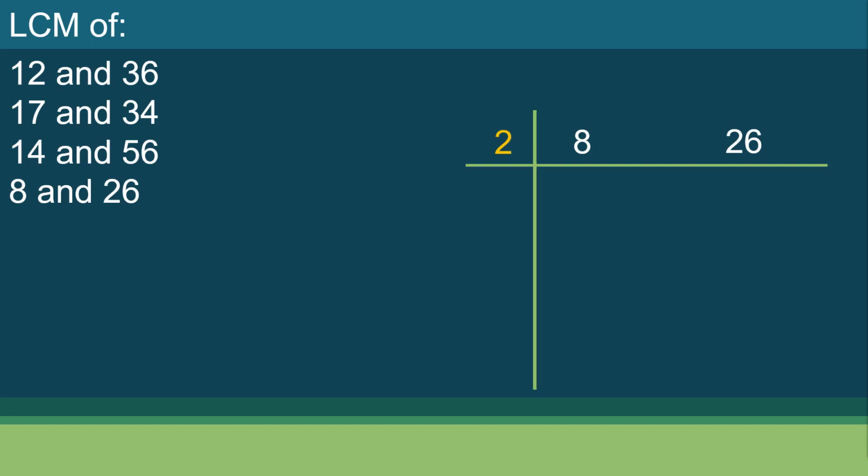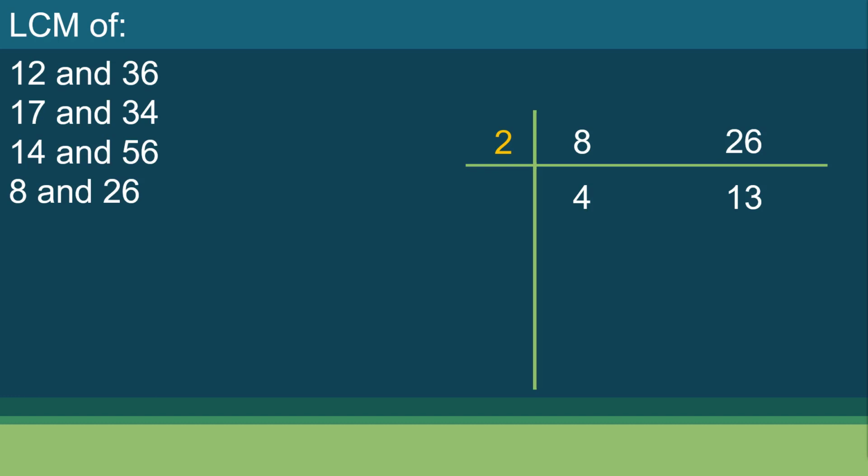So let's look at one more. 8 and 26. We know that 26 is not a multiple of 8, and neither of the numbers are prime. So what is the quickest way to find the LCM? We look at the common factors. Since both 8 and 26 are even numbers, they can be divided by 2. 8 divided by 2 is 4, and 26 divided by 2 is 13. So we have the common factor 2, and we are left with 13 and 4.